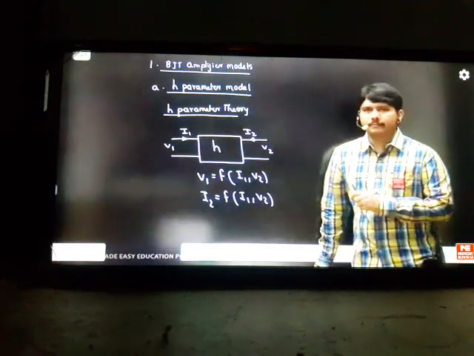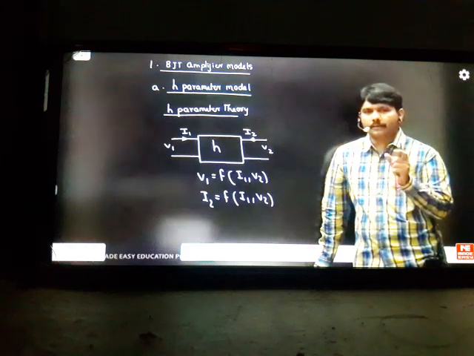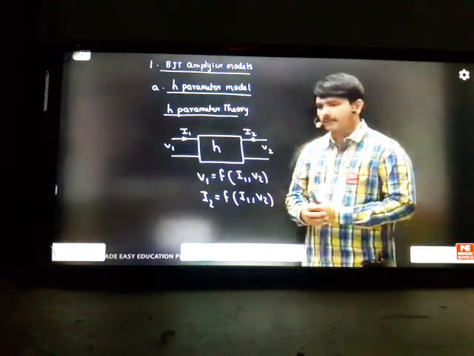V1 is a function of I1, V2. We can define the voltage V1 like that. And I2 is a function of I1, V2. Whenever you know these functions, we can write the equations now.